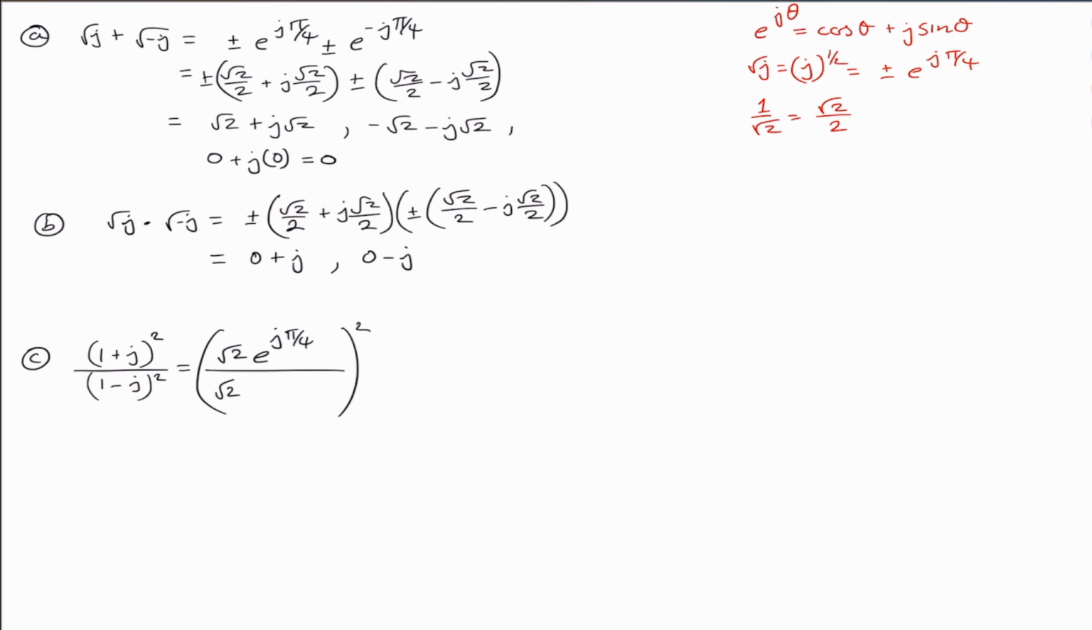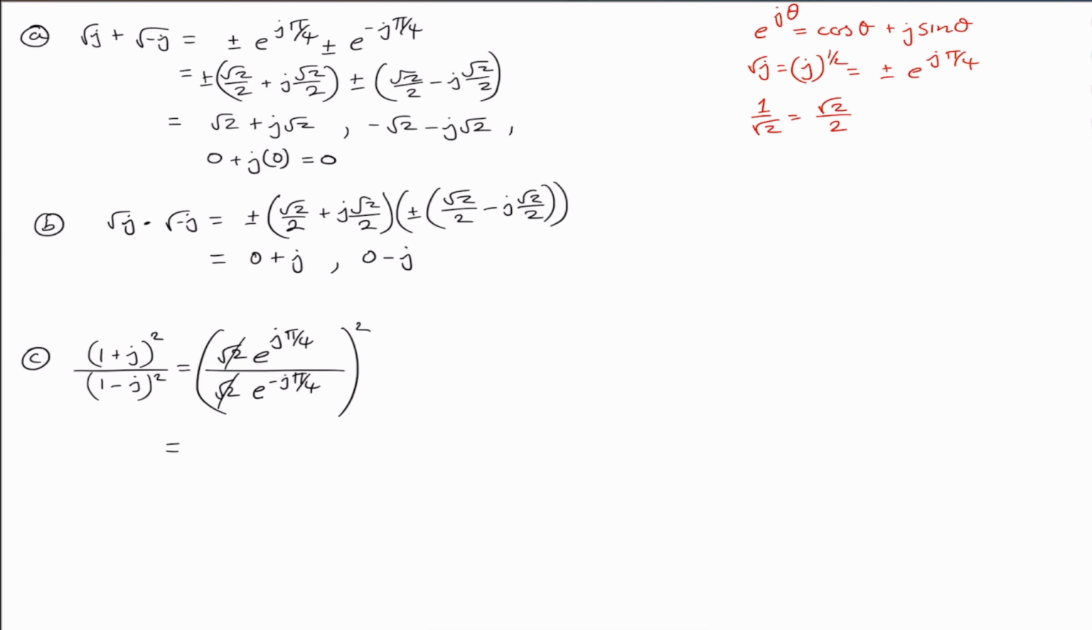Squared. We get the same magnitude downstairs. However, for the minus j, our exponent in our complex exponential changes to a negative. So we then get negative pi over 4. And we divide out, it goes to 1.